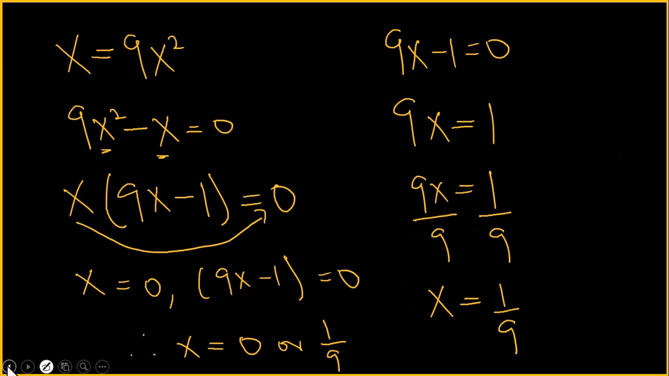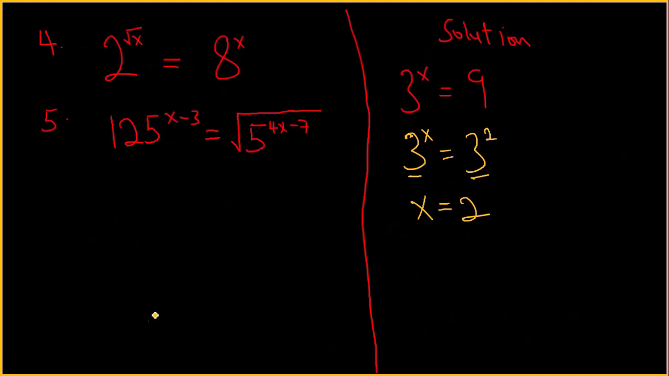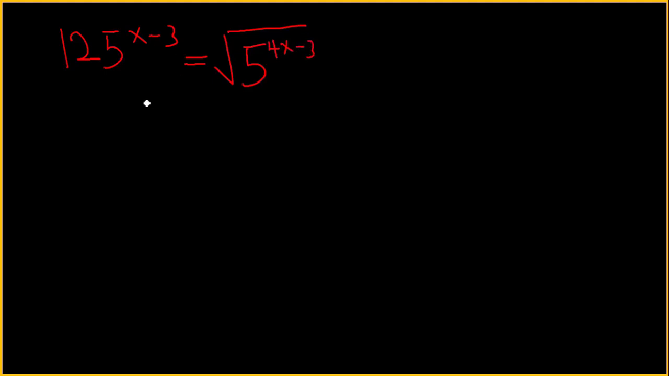So we are moving on to the last question, which is 125 raised to the power x minus 3 equals the square root of 5 raised to the power 4x minus 7. We are going to find the value x. 125 raised to the power x minus 3 equals all under square root 5 raised to the power 4x minus 3. So let's start.